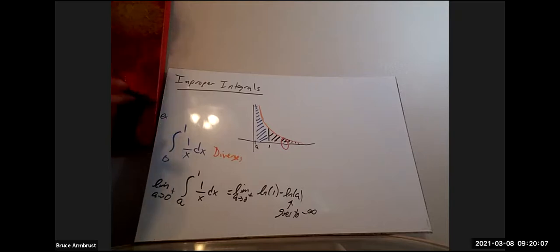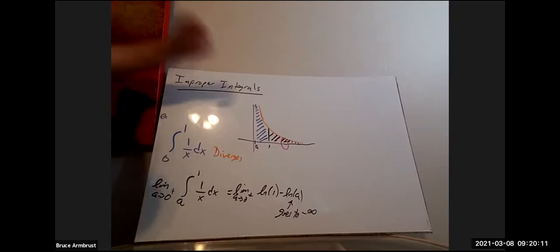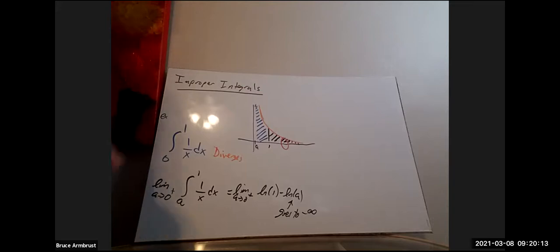So it turns out that this one has an infinite amount of area between 0 and 1. It also has an infinite amount of area from 1 to infinity. So it's another divergent integral. All right, well, that's just how 1 over x works.